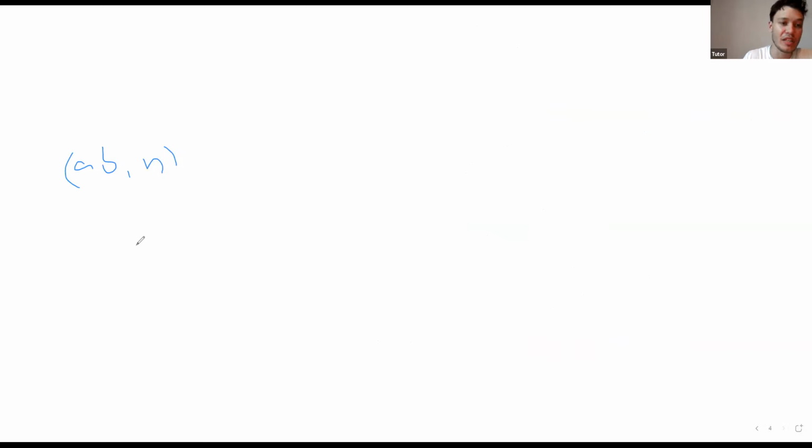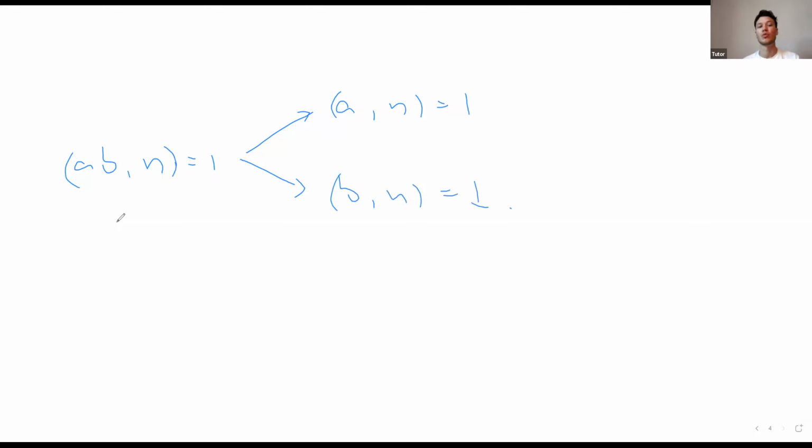Basically, if AB is good to N, so if AB is relatively prime to N, if gcd(AB, N) is equal to 1, then you're going to get that both gcd(A, N) is equal to 1, and gcd(B, N) is also equal to 1. So basically, if AB is good to N, it means A is good to N and B is good to N. Well, why is that the case?